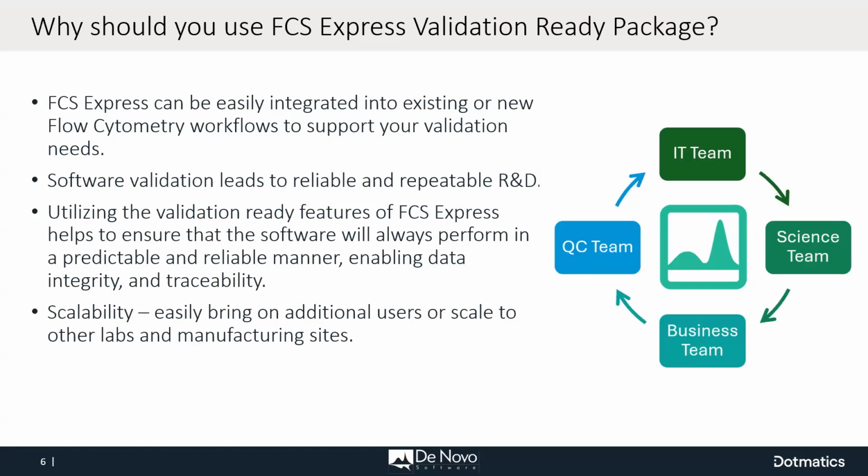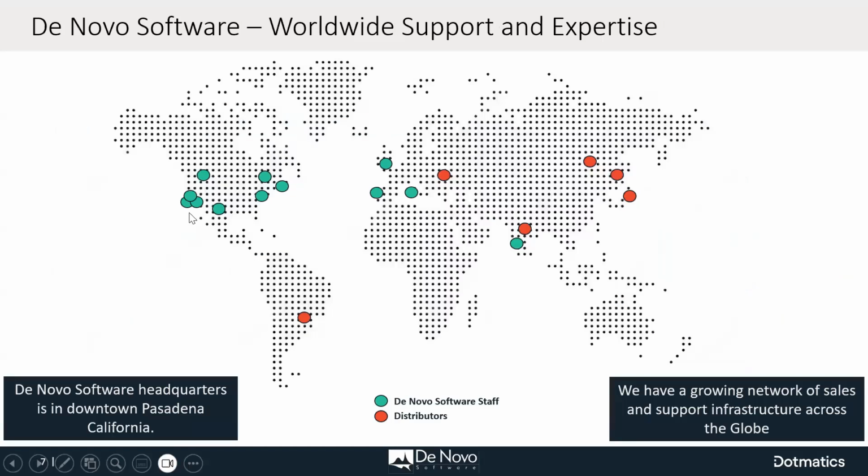And again, that's scalability, right? And that scalability can mean just bringing on additional users, or it could mean you have a biotech site in, say, New Jersey, and you need to scale that out to other countries and other locations around the country. We can do that. And FCS Express has a lot of experience working between IT teams, QC teams, science teams, and business teams. All of these people really help these things come together. So that being said, I won't talk too much more about validation ready. I'm going to get into the software a little bit.